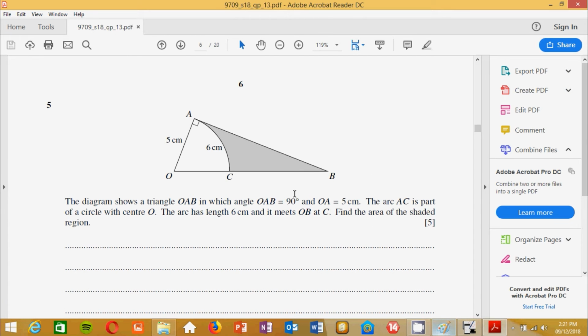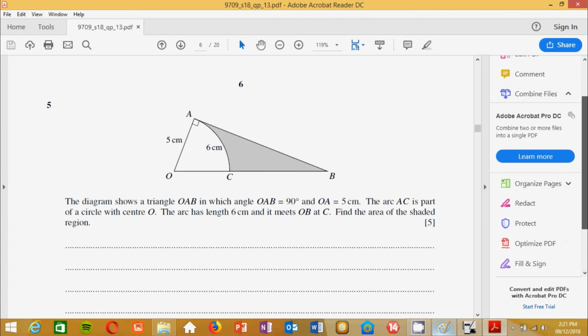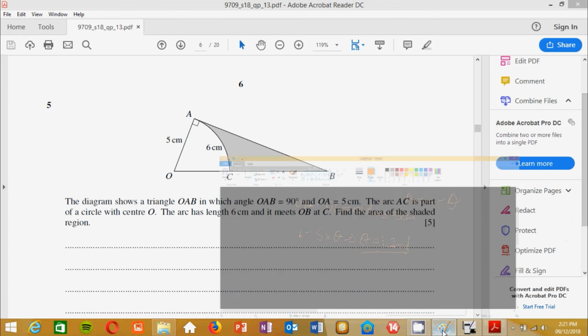Find the area of the shaded region. Well, the area of the shaded region is the area of the big triangle minus the area of the sector.